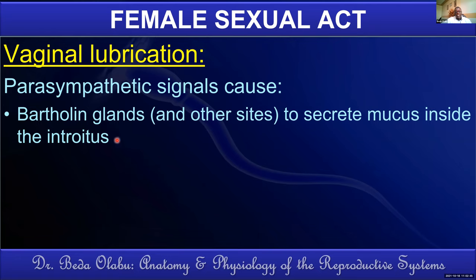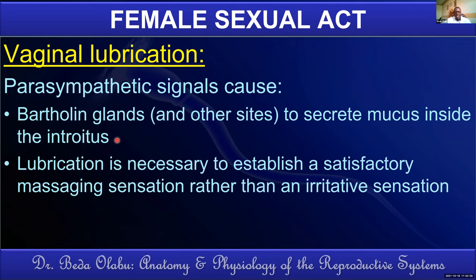So it causes Bartholin glands and perhaps other sites like the glands of the cervix to produce their mucus into the introitus. This is what lubricates the vagina. That lubrication is necessary to establish some satisfactory massaging sensation rather than irritative sensation. The point here is that if a woman is having sex or there's some penetration or rubbing there, you need adequate lubrication so that that gives a massaging sensation to the woman.